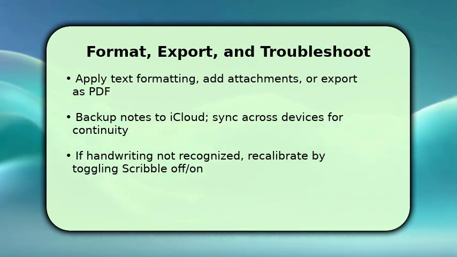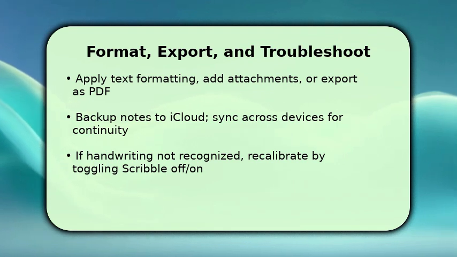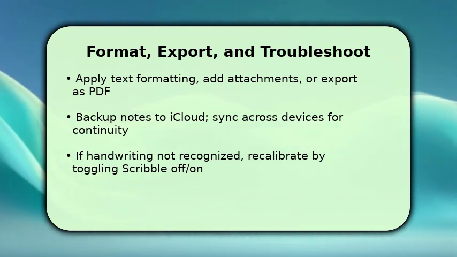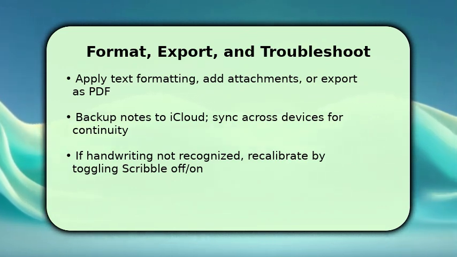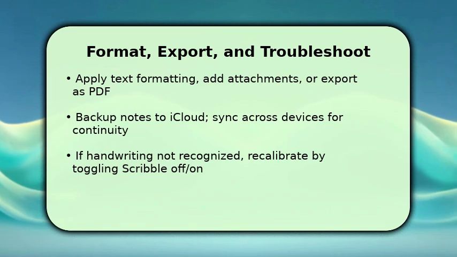If recognition fails or lag appears, toggle Scribble off and on, restart the app, and, if necessary, recalibrate by writing in different lighting and angles. That troubleshooting step fixes most recognition problems and gets you back to writing.